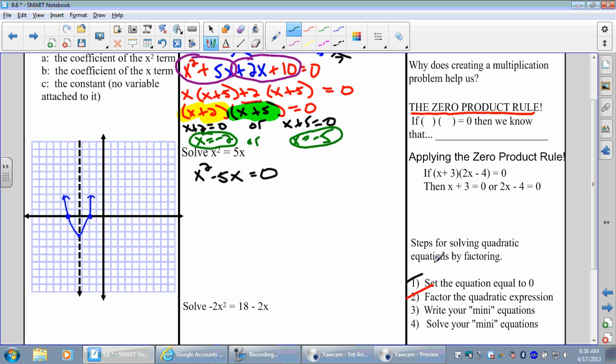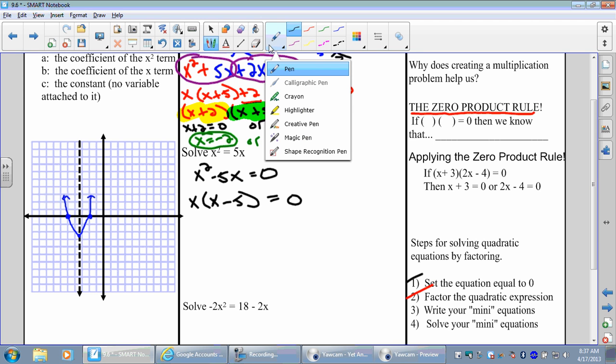Second, factor the quadratic expression. Well, what type of factoring do we always start with? Greatest common factoring. So what can I pull out of both of these terms? I can pull out an x. Times what? Well, x minus 5. Now, we have created a multiplication problem that is equal to 0.